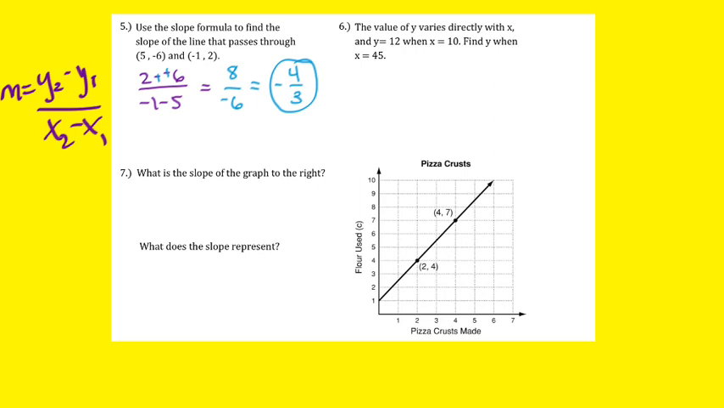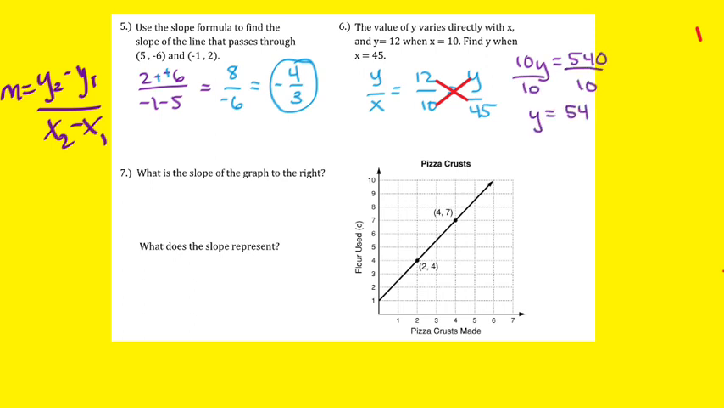So it says, y varies directly with x, which is just telling you these numbers are proportionate. So I know it's always y over x, so I can fill in what I know. I know y is 12 and x is 10, and then I don't know y when x is 45, and I can cross multiply and solve for my y value, getting 54.